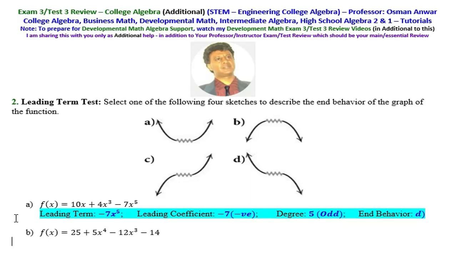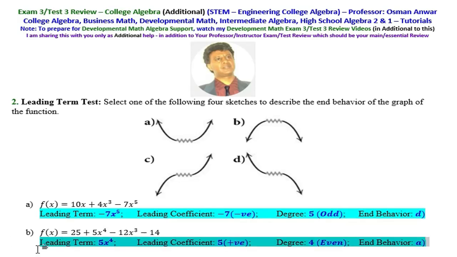B, f of x equals 25 plus 5x to the 4 minus 12x cubed minus 14. The highest degree is 4. That means the leading term is 5x to the 4th. The leading coefficient is 5, which is positive. The degree is 4, even. That means the graph opens up, that is A.